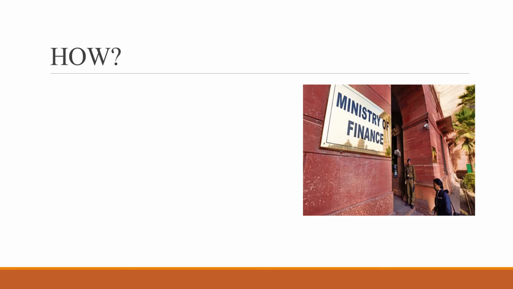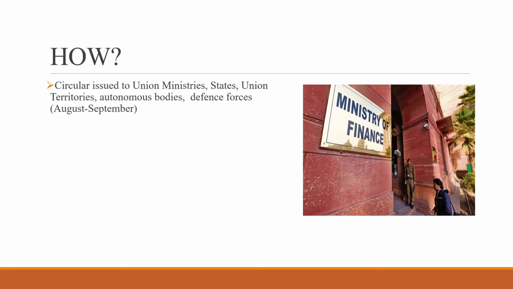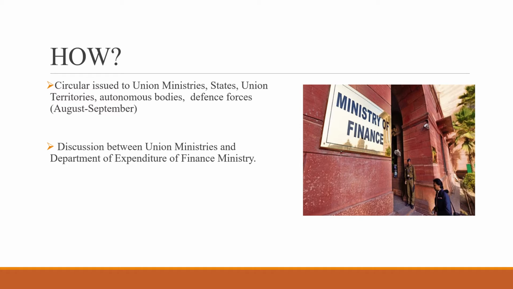Now, how is this budget made? First and foremost, a circular is issued to the union ministries, to the states, union territories, autonomous bodies, and the defense forces, which takes place in the months of August and September. At the same time, a discussion is held between the Union Ministry and the ministries and the Department of Expenditure and of the Finance Ministry after these ministries send in their demands for the allocation of funds.